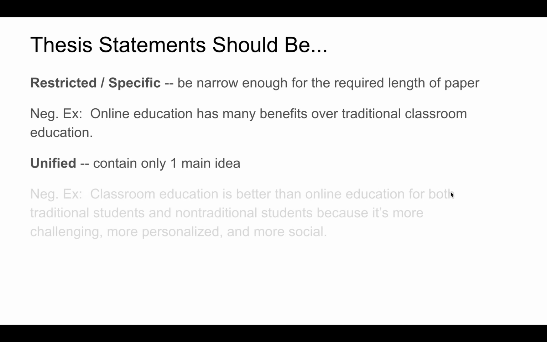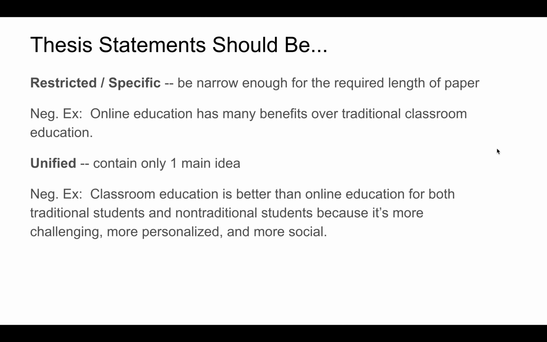Also contain only one main idea. We don't want a thesis that lists many different ideas. Like this, classroom education is better than online education for traditional students and non-traditional students because it's more challenging, more personalized, and more social. A 4-page paper could be just about how classroom education is better for traditional students because it's more social. And that's a thesis that has that sense of control we want and specificity.